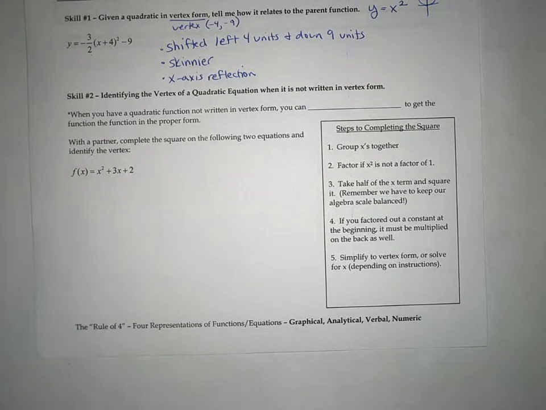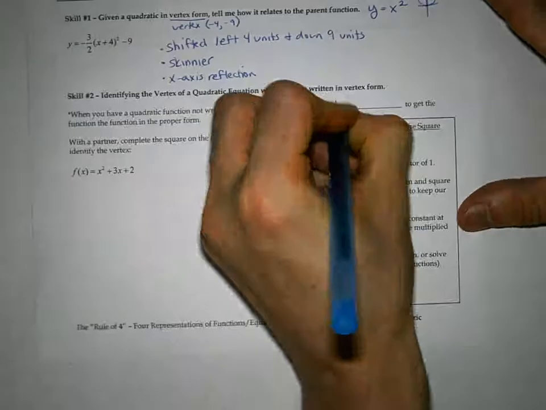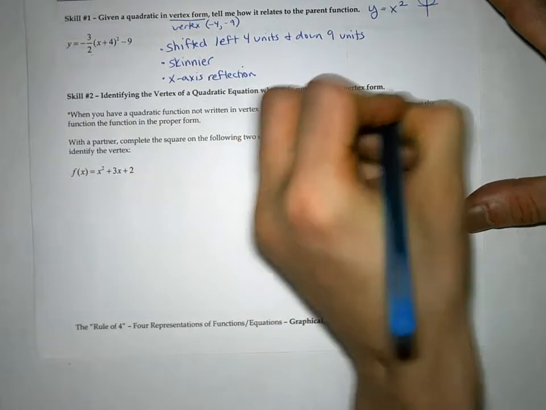The next skill that we want to look at is determining the vertex. And when we want to determine the vertex, and it's not just laid out for me in vertex form, what we need to do is complete the square.